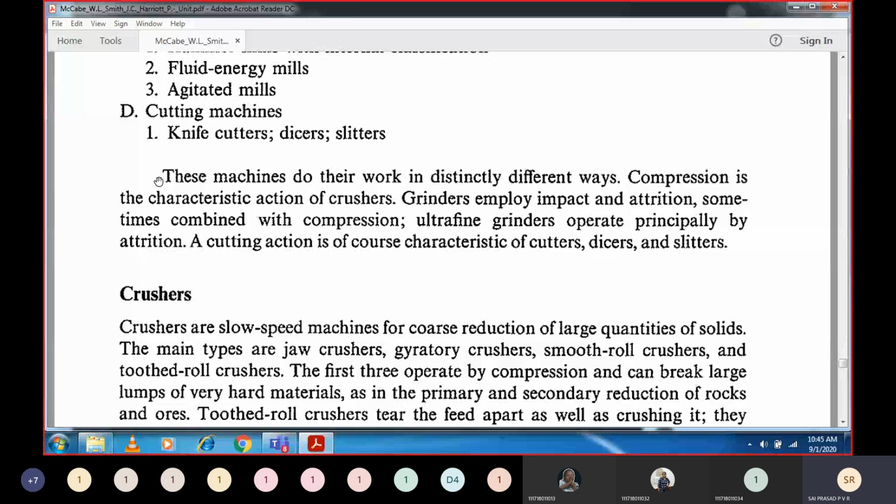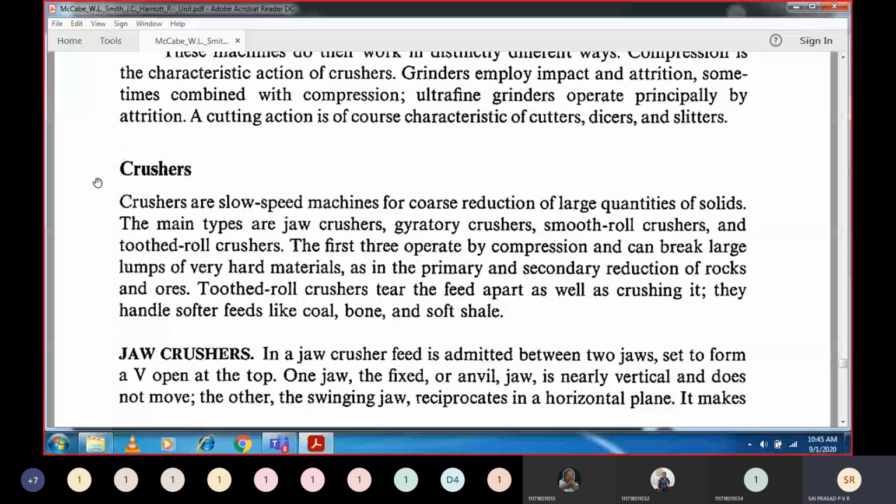The first one is the crusher. In the crusher, the first one is the jaw crusher. Crushers are slow speed machines for coarse reduction of large quantities of solids. Coarse reduction means what? The feed is measured in inches and in millimeters, and similarly the majority of the product will also be measured in terms of inches or in millimeters.